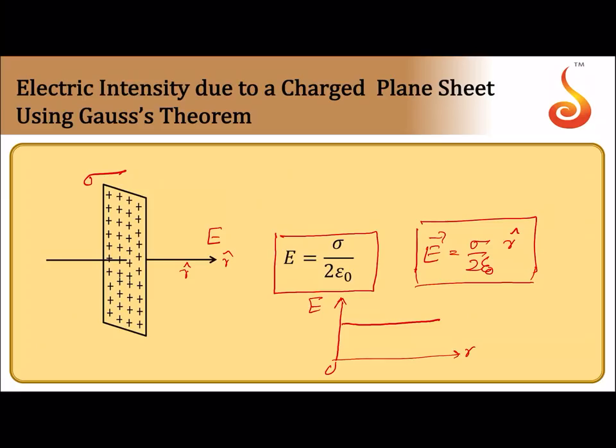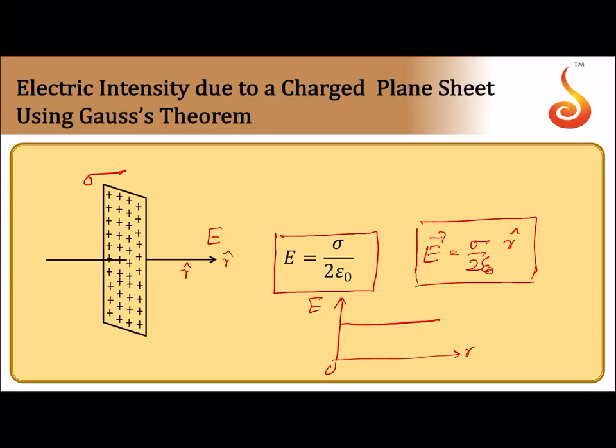So what did we do? We did two things. One, we got the electric field due to a line of charge. Two, we got the electric field due to a large sheet of charge. Correct?